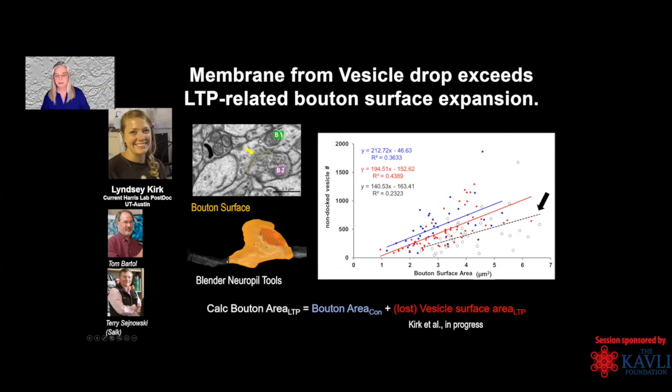And what Lindsay has found is that if you calculate the bouton surface area based on control bouton area plus lost vesicle surface area for each size of non-docked vesicle pool, the amount of membrane from the vesicle drop actually exceeds the LTP-related bouton surface expansion. And we're now going after where all those other non-docked vesicles have gone. There's evidence that they may be moving into the mitochondria or the endosomal compartments, and maybe even the neighboring interbouton regions, which also enlarge following LTP.